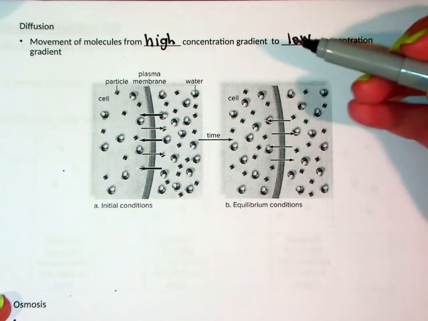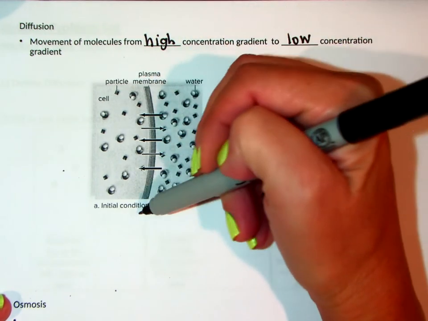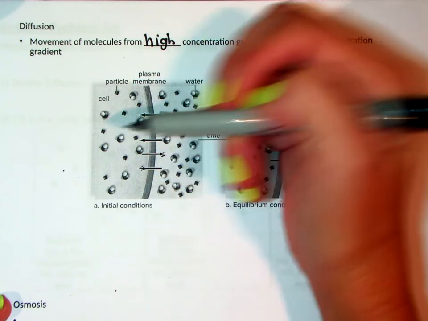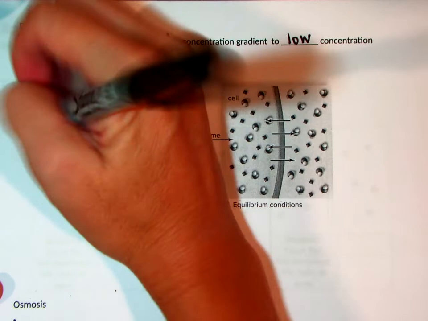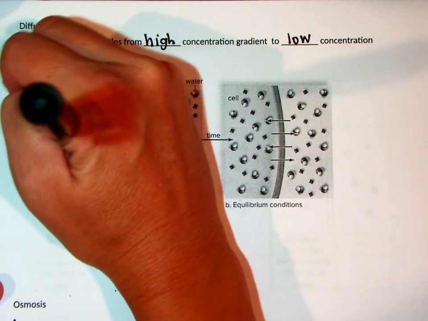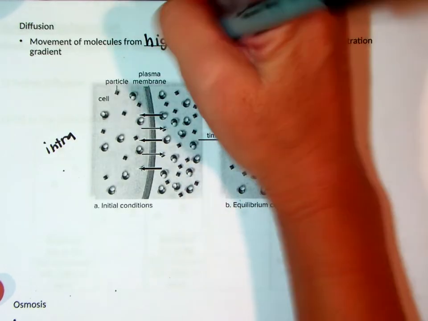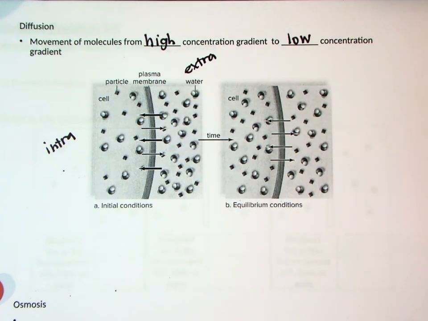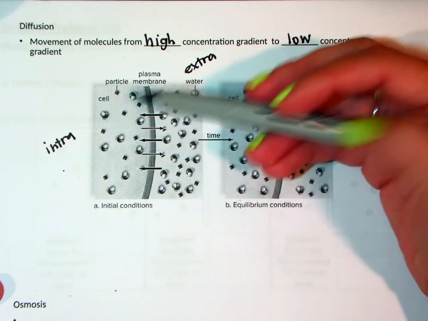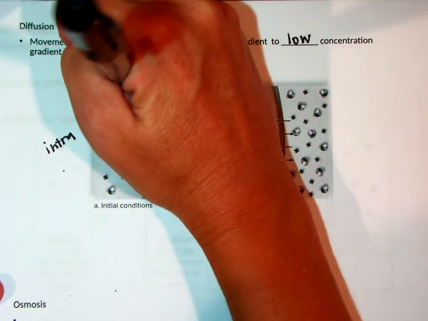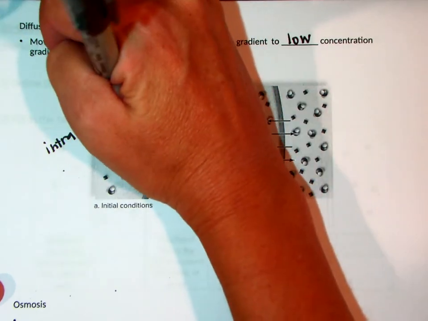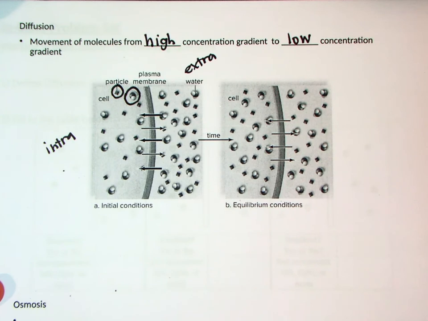So if you look at this image here, this is like a cell membrane here, a plasma membrane. Inside the cell we call intracellular fluid. And outside of the cell we call that extracellular fluid. And inside of the cell, in this picture, these little guys are representing water molecules, and these are representing a particle or some sort of solute.